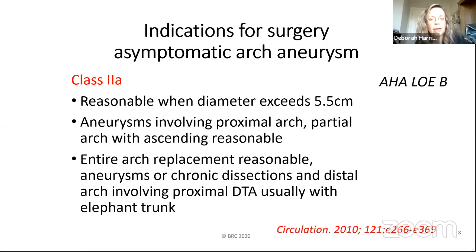Now moving on to the arch. It is reasonable to perform total arch replacement when the diameter exceeds 5.5 centimetres. And for aneurysms including the proximal arch, it is reasonable to undertake partial arch replacement with an ascending aortic replacement. It is also reasonable to perform total arch replacement in patients that have a distal arch aneurysm or proximal DTA aneurysm, and usually this would be with an elephant trunk. Often these days we would use a frozen elephant trunk either as a single procedure or as a first stage with a planned second stage, which is often these days endovascular but could be open.